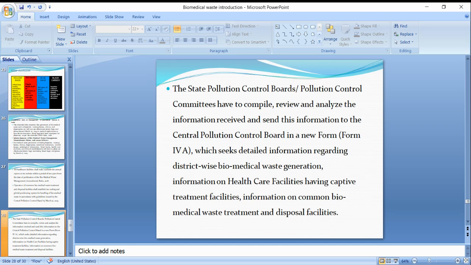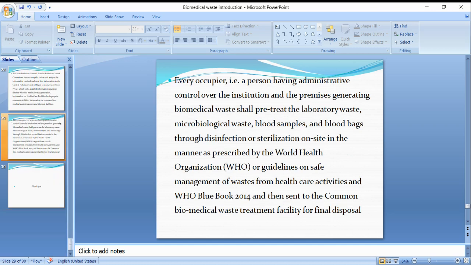So, information on the healthcare facilities having captive treatment facilities, and information on common biomedical waste treatment and disposal facilities. The waste which was generated, and also the district-wise and state-wise information, and how the biomedical waste has to be treated, and disposal facilities have to be discussed with the control board. Okay, like this they have to discuss.